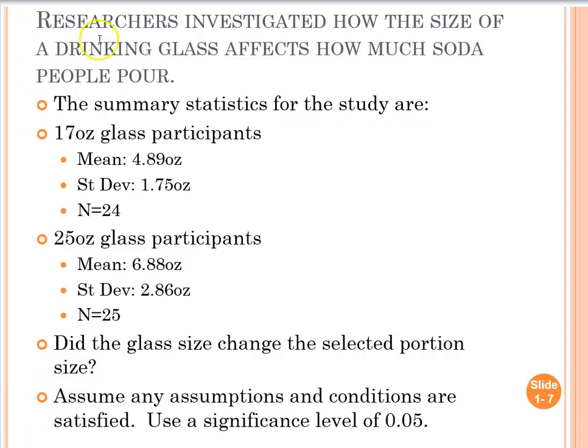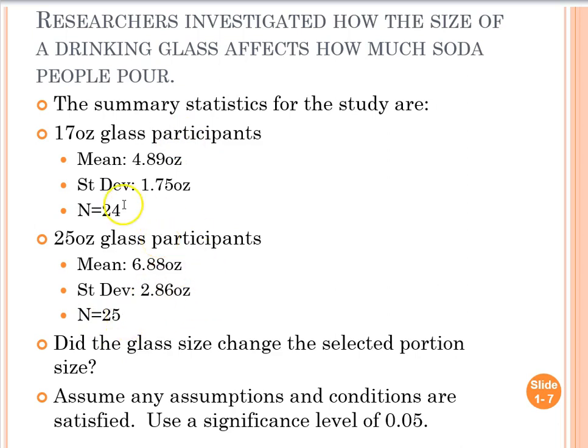In the second problem, we're looking at how researchers wanted to investigate the size of a drinking glass and how it impacted how much people pour into that. There were two different size glasses, a 17-ounce glass and a 25-ounce glass. They had 24 people use the small glass and 25 use the large glass.